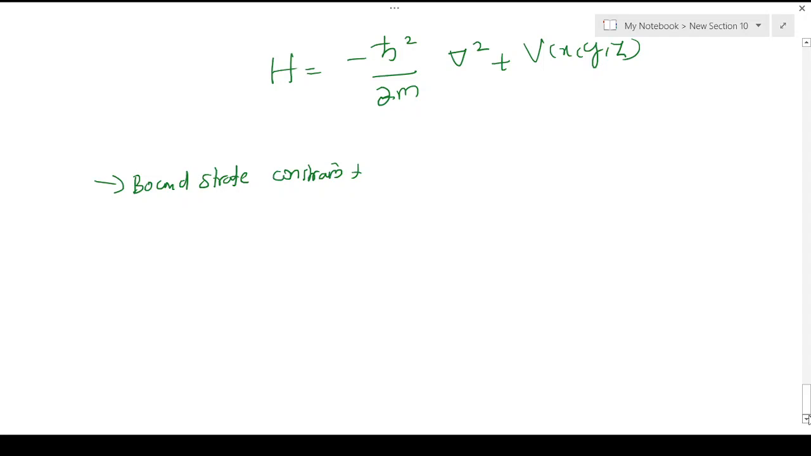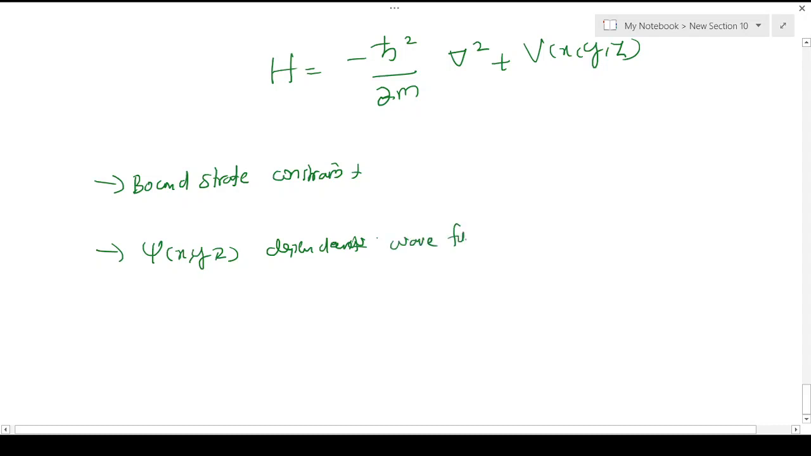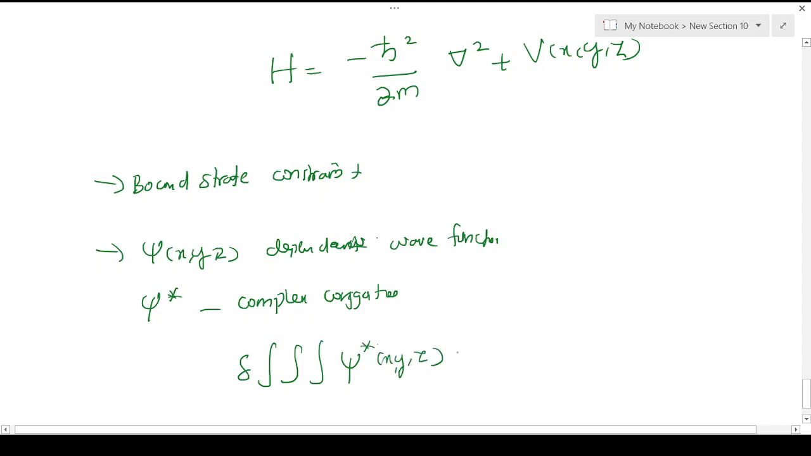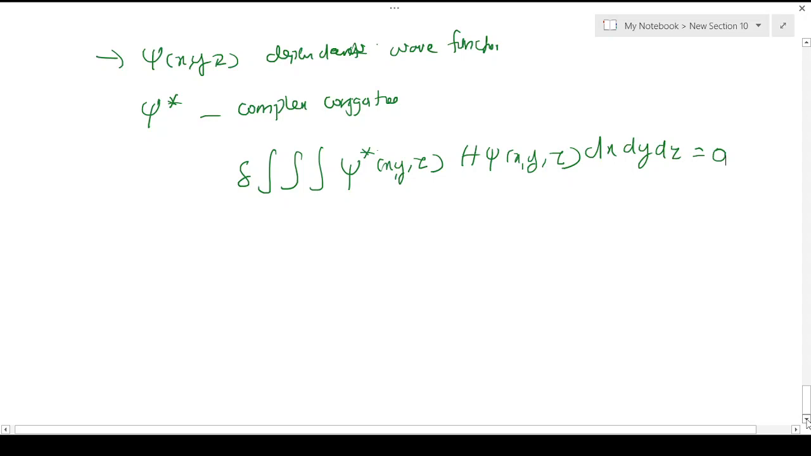Psi is the wave function. It is a dependent variable, because psi(x, y, z) depends on x, y, z. We also know that psi star represents the complex conjugate of that particular wave function, which is the second dependent variable. And in the equation we have seen that delta, by Hamilton's principle, of the integral of psi star(x, y, z) H psi(x, y, z) dx dy dz should be equal to 0. That is, the energy is a stationary value, as we have already addressed.